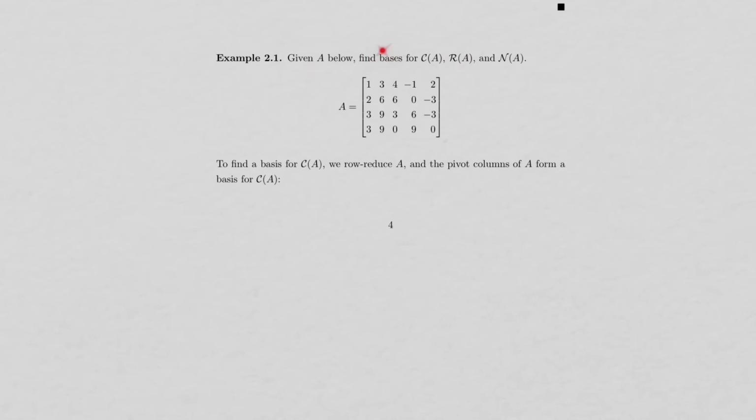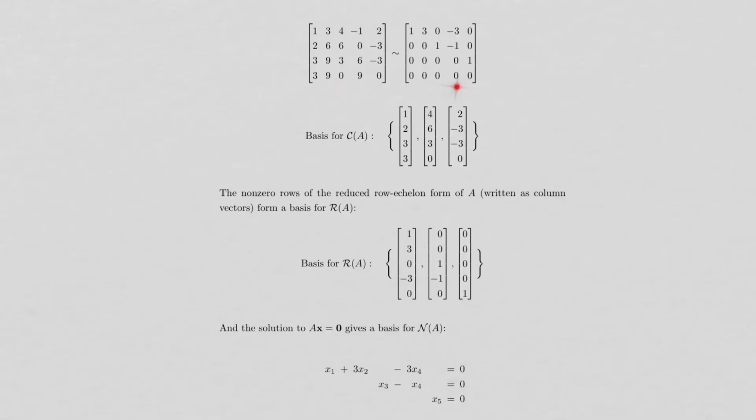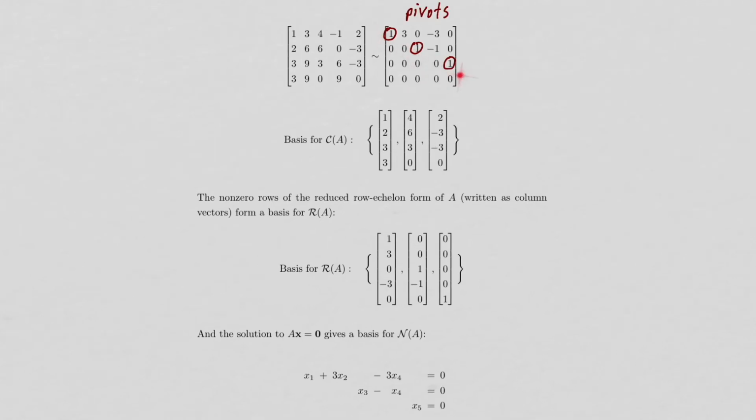We're just changing the word. So to find a basis for the column space, we row reduce A and then take the pivot columns. So here's A. Here's the row reduced form of A. And we can see the pivot columns here in columns 1, 3, and 5. So that means columns 1, 3, and 5 of the original matrix A form a basis, a linearly independent spanning set for the column space of A.